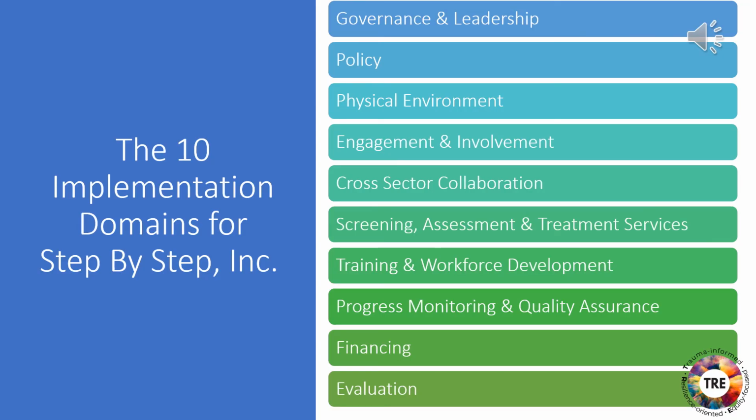Training and workforce development. The agency continues to learn and train staff and individuals served on the most up-to-date trauma-informed care principles. Progress monitoring and quality assurance. The agency monitors the trauma-informed practices to ensure that they are implemented correctly and maintained. Financing. The agency uses financing to expand their trauma-informed principles. The finances are used towards staff training, staff development, peer support, environment, etc. Evaluation. The agency measures and evaluates the success that comes from using trauma-informed principles.